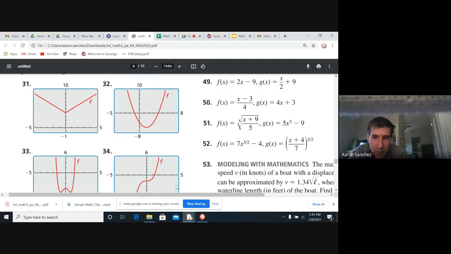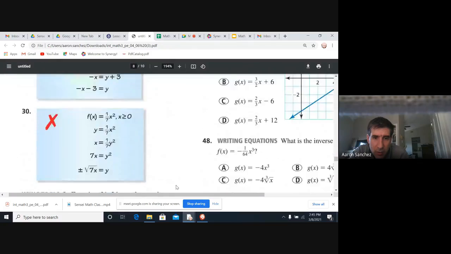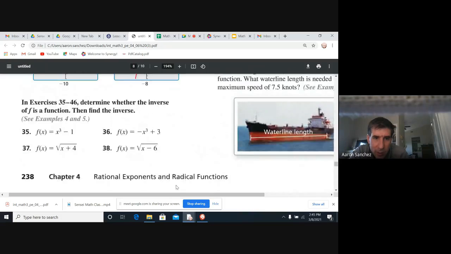Let's look at 37. So 37, determine whether the inverse of f of x is a function. It's going to be a square root. The inverse will be squared, which will be a parabola. And parabolas are functions. So if you took the inverse of that, it'll be x squared. All right, so the x squared will be a function.